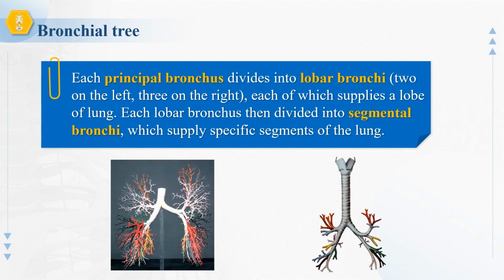Bronchial tree. Each principal bronchus divides into lobar bronchi, 2 on the left and 3 on the right, each of which supplies a lobe of lung. Each lobar bronchus then divides into segmental bronchi, which supply specific segments of the lung.